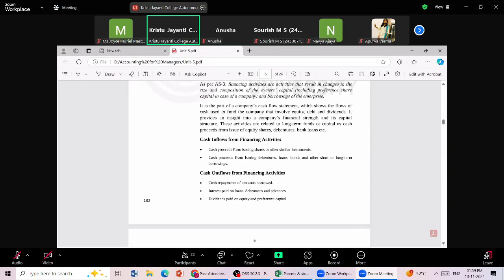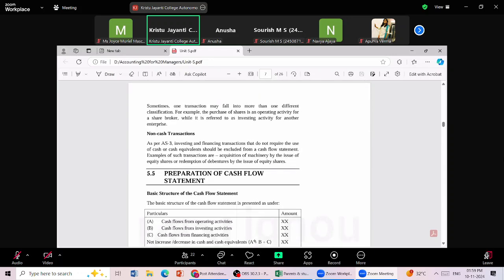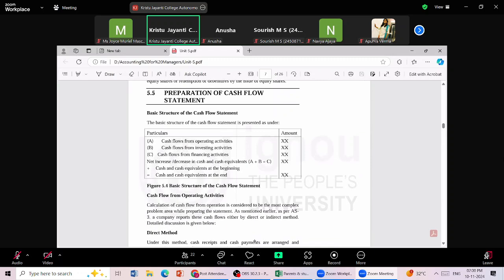Here any issue of shares, any issue of debentures, bonds, or anything connected to that will come under inflow of financing activity. At the same time, the outflows of financing activity are repayment of loans, interest paid, dividend paid. All these are cash going out. Then preparation of the cash flow statement. Here you can see these are the major things.